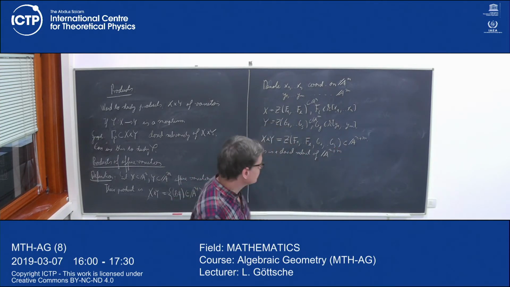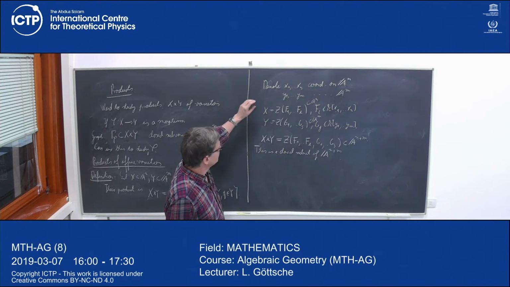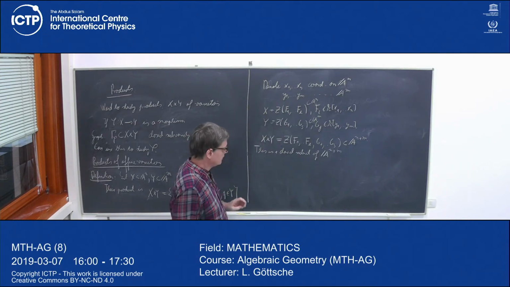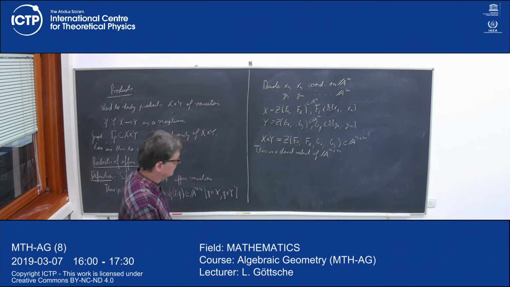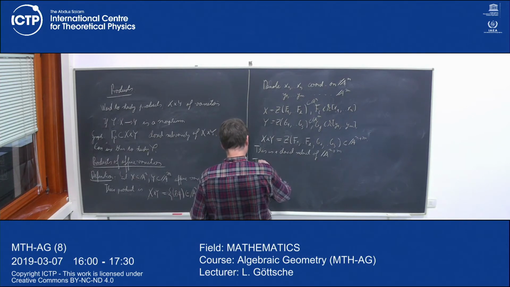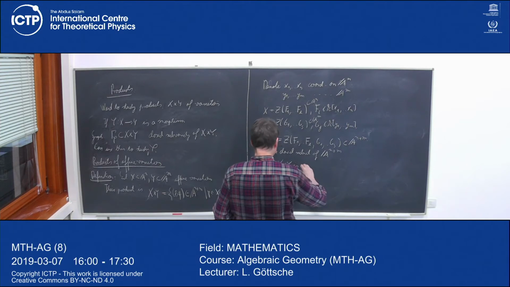But we would like it to be a subvariety. That's not obvious here. We just see this is the zero set of some polynomials, so it's closed, but it could have many irreducible components. We certainly don't want that. So now we want to see it's irreducible. So show X times Y is irreducible.